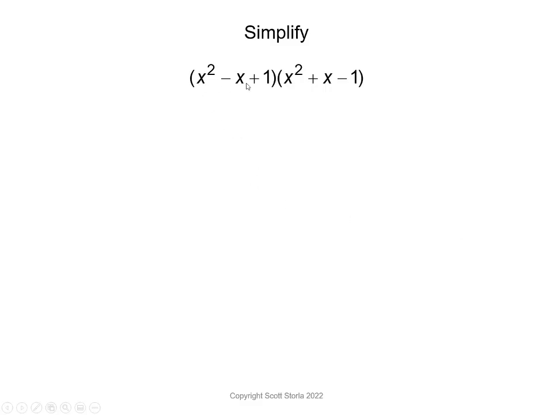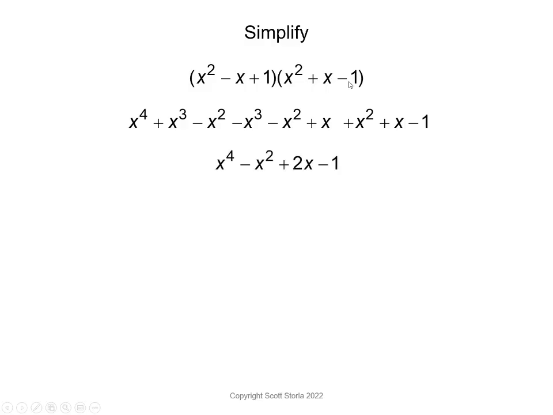Starting with the first term, I'm going to get x to the fourth plus x cubed minus x squared. Moving to the second term, I'm going to get subtract x cubed, subtract x squared, and add an x. And then moving to the third term, I'm going to add an x squared, add an x, and subtract a 1. And here's my result after collecting like terms.